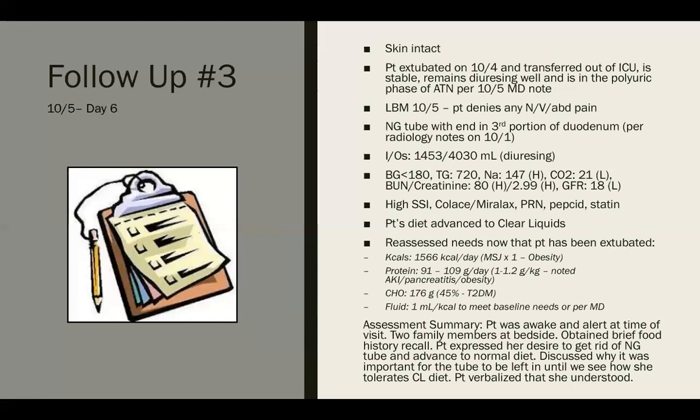All right, in our assessment summary, patient was awake and alert at time of the visit. 2 family members were at bedside. I obtained a brief food history recall, and she expressed her desire to get rid of the NG tube and advance to a normal diet. I discussed with her why it's important for the tube to be left in, just to make sure that she can handle this clear liquid diet and she doesn't have any adverse reactions to it. She was a little bit frustrated, but she did understand once I talked to her about it.